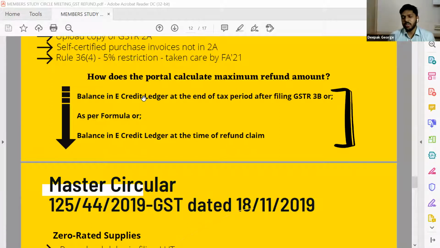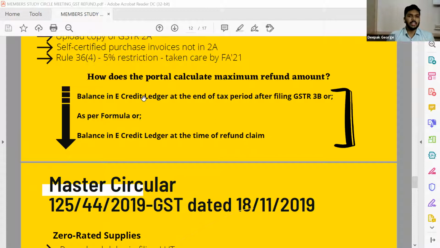That is, suppose you're filing the refund application sitting in March, as on April 20th, or as on the due date of filing the GST 3B return for the month of March, this is the total lying in your electronic credit ledger. So the portal, because everything is online, automatically calculates how much is in your electronic credit ledger at the time of claiming refund, at the time when the 3B return is liable to be filed, and whatever you arrived at by using the formula. The lower of that is what you can claim as refund.